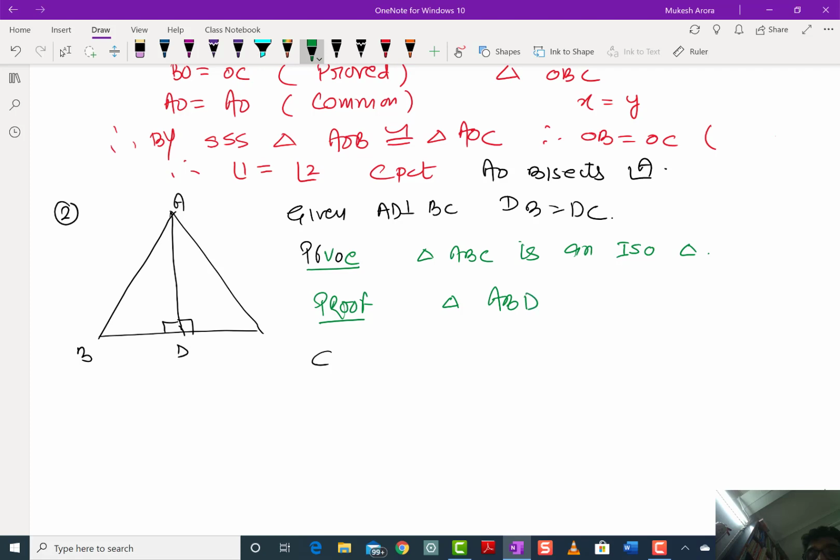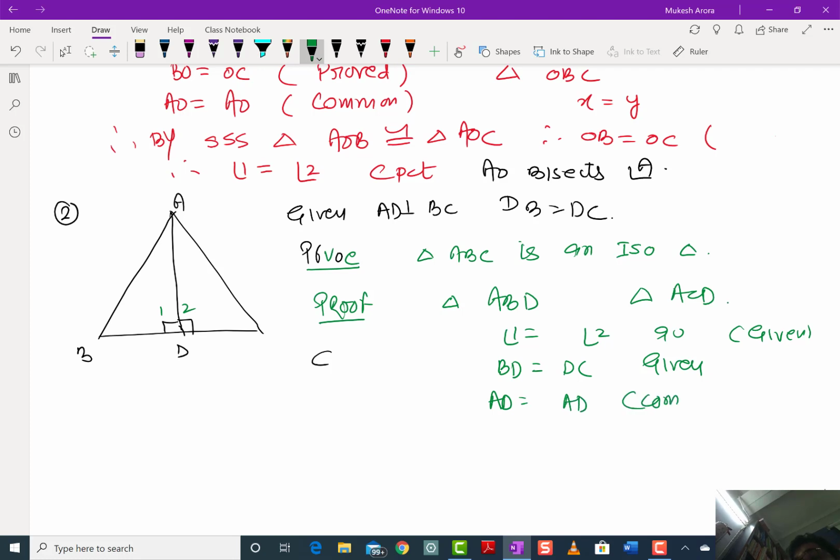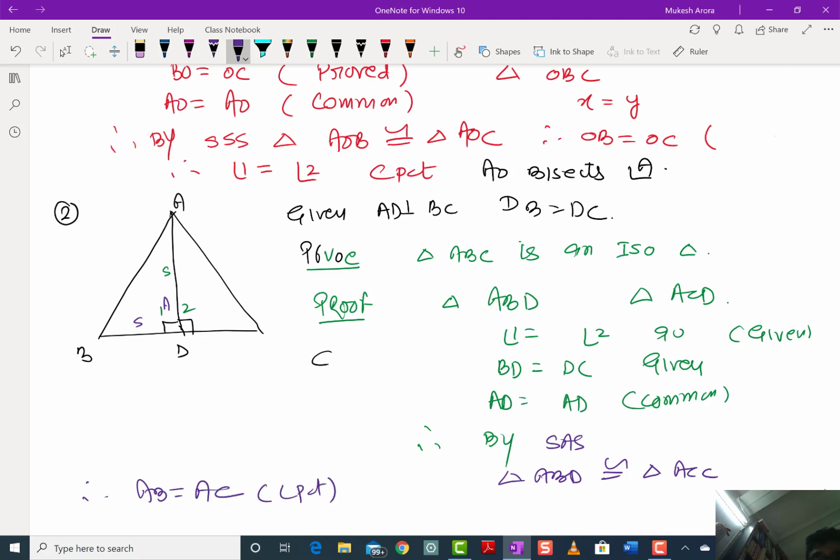Triangle ABD and triangle ACD. Angle 1 is equal to angle 2, 90 degrees, that is given. BD is equal to DC, that is also given. And AD is equal to AD, common. Therefore, by SAS, triangle ABD is congruent to triangle ACD. Therefore, AB is equal to AC, by CPCT. So, triangle ABC is an isosceles triangle.